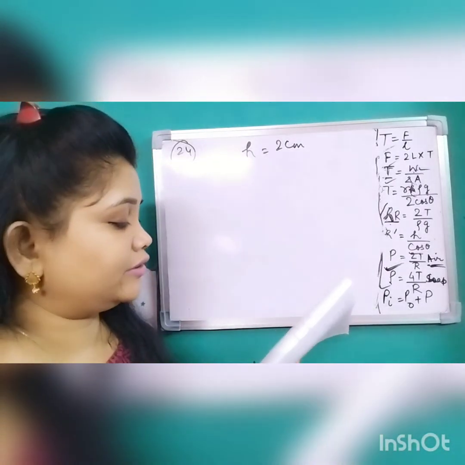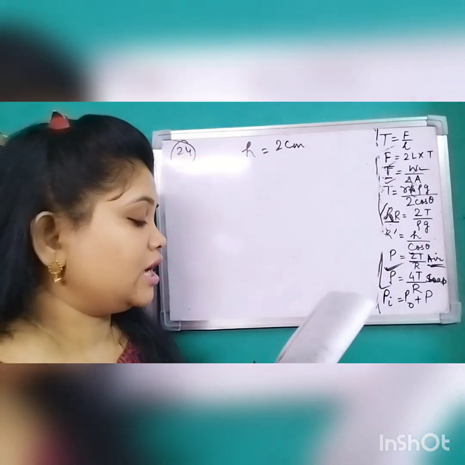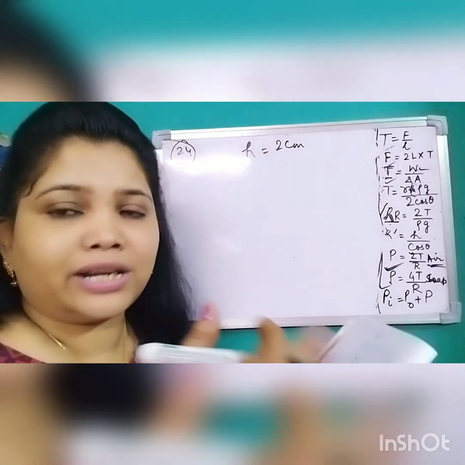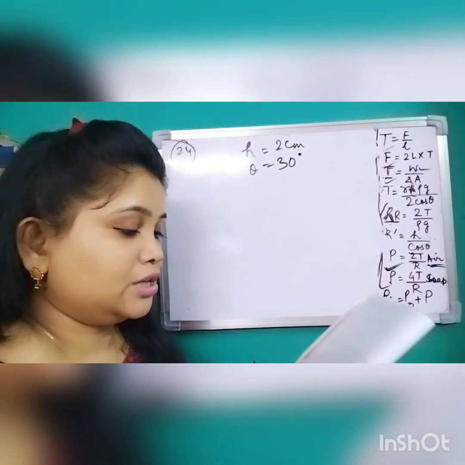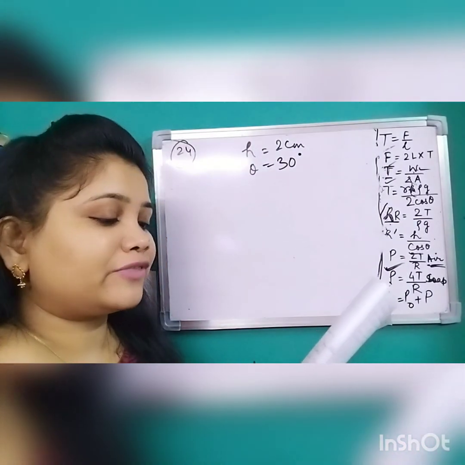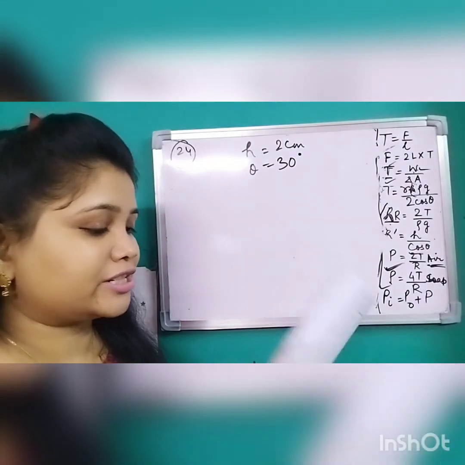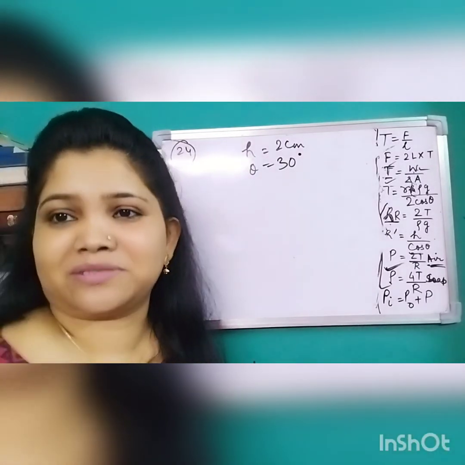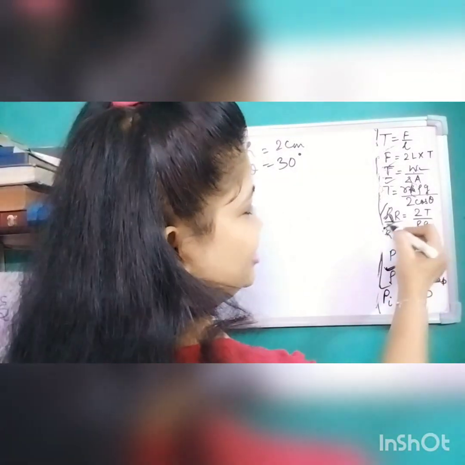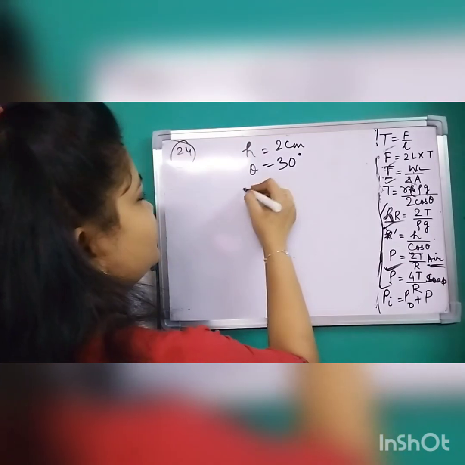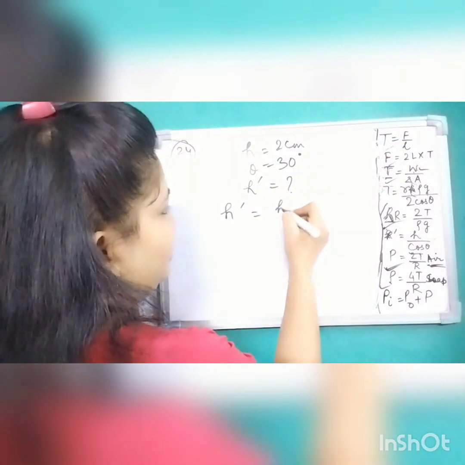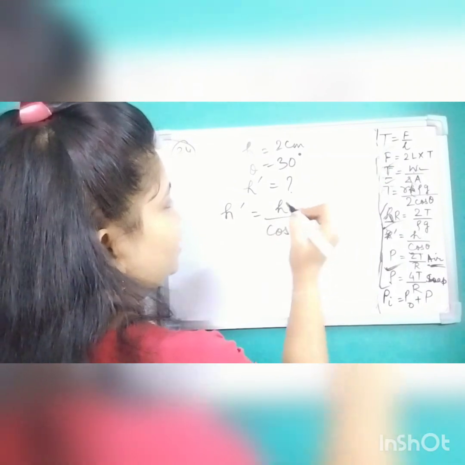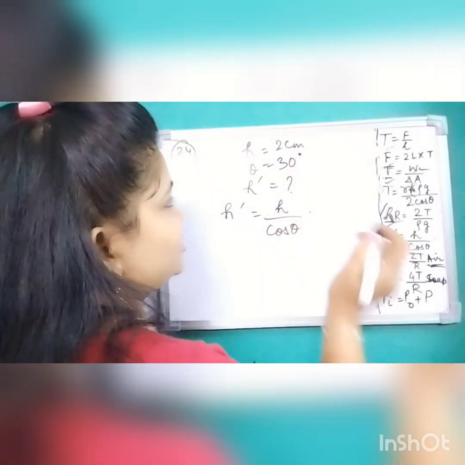Held vertically means perpendicularly. If the capillary is bent by 30 degree, that means theta is given as 30 degree. From the vertical position, find the length of liquid rising in it. That means you have to find out H dash. It's a very easy sum. H dash is nothing but H by cos theta, that means H, 2 centimeter, by cos 30 degree.